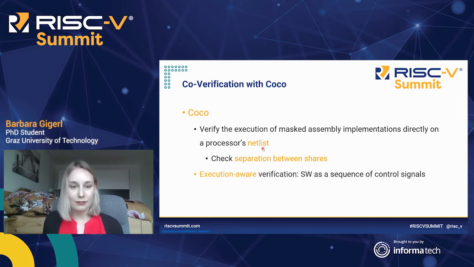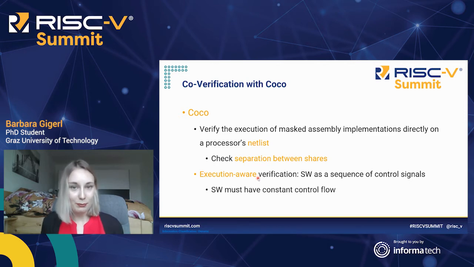And what is the hard part about it is how can we bring the software into the game? So how can we bring hardware and software together? We do that by creating an execution trace of the software before we start the verification. This execution trace kind of illustrates the software as a sequence of control signals, which leverage the data flow throughout the CPU. And therefore, we call our verification approach execution aware.